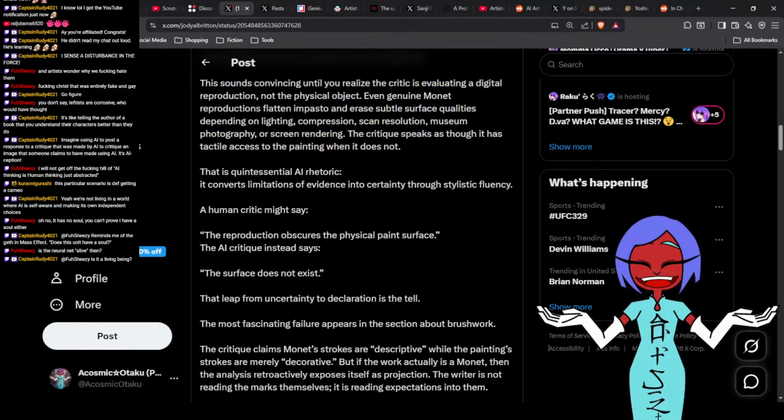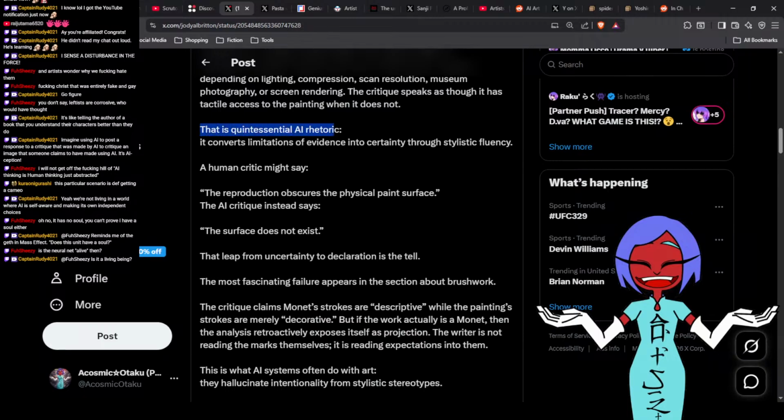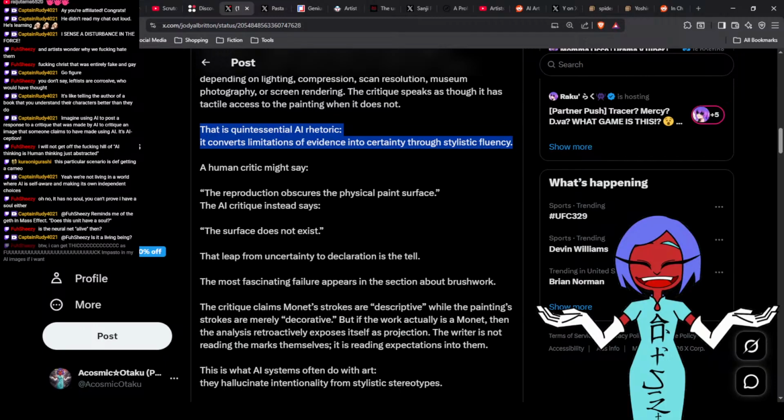Anyway, where were we? The critique speaks as though it has tactile... we already said that. That is quintessential AI rhetoric. It converts limitations of evidence into certainty through stylistic fluency. Absolutely. This is con man epistemology, or con epistemology, right?